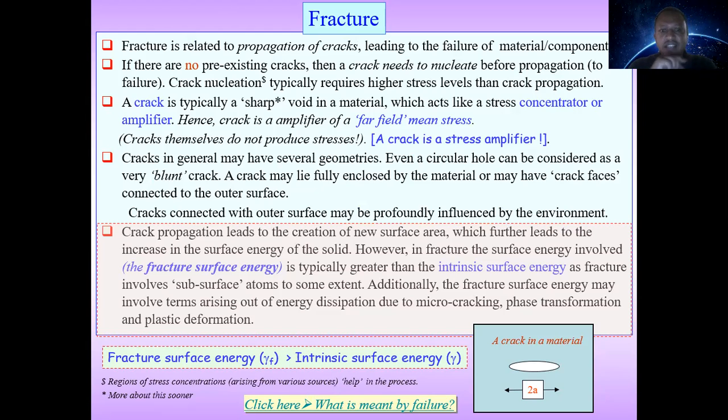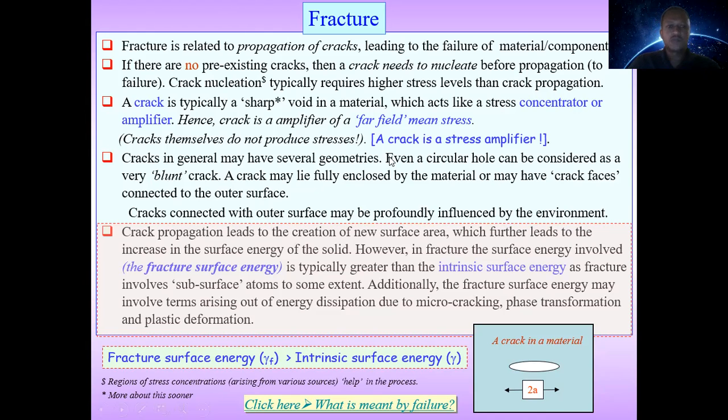Cracks in general may have several geometries. Even a circular hole can be considered as a blunt crack. If it is a perfect circle, it is a blunt crack, and the crack may lie fully enclosed by the material or may have a crack face connected to the outer surface. Cracks connected with the outer surface may be profoundly influenced by the environment, because many environmental factors are there: moisture, heat, and corrosion, exposed to atmospheric situations.